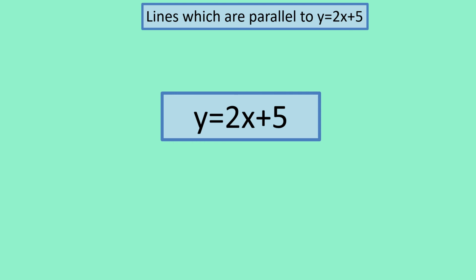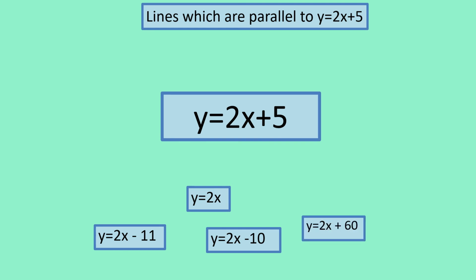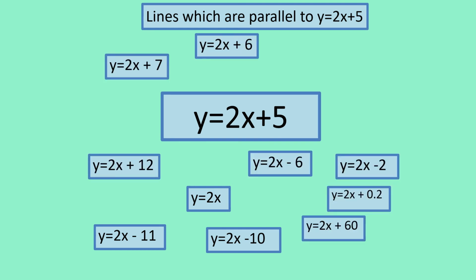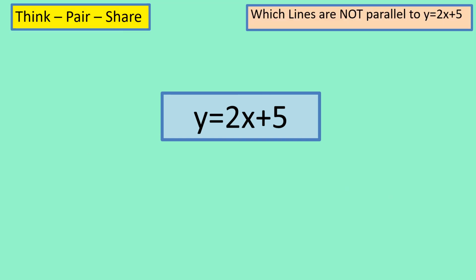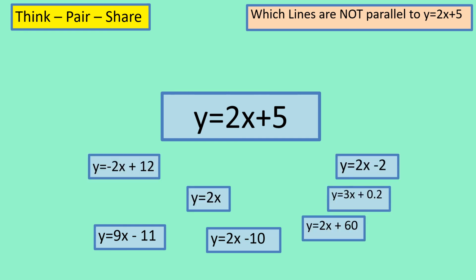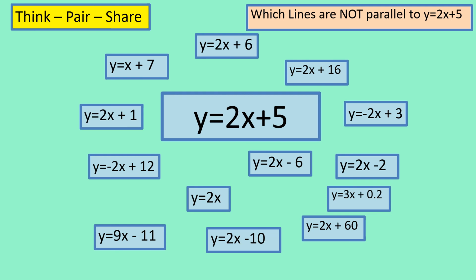Okay, so here we have got examples of lines which are parallel to y equals 2x plus 5. So as you can see, all our m values are exactly the same. Okay, so if we were in class, I would ask you to think, pair and share about which lines that appear in here now are in fact not parallel to y equals 2x plus 5. So pause the video and simply think about which ones are not parallel, and then the next slide will show you the answers.